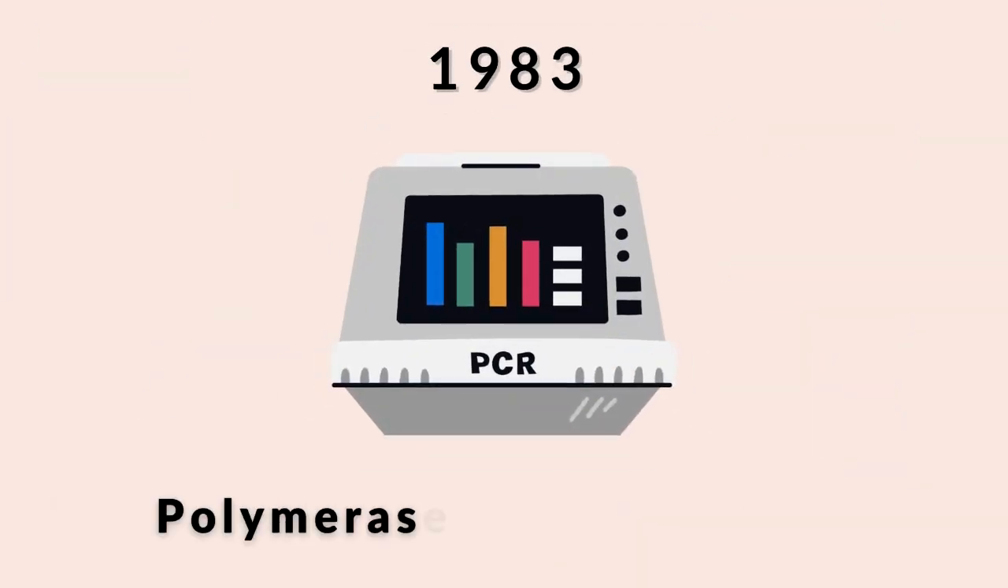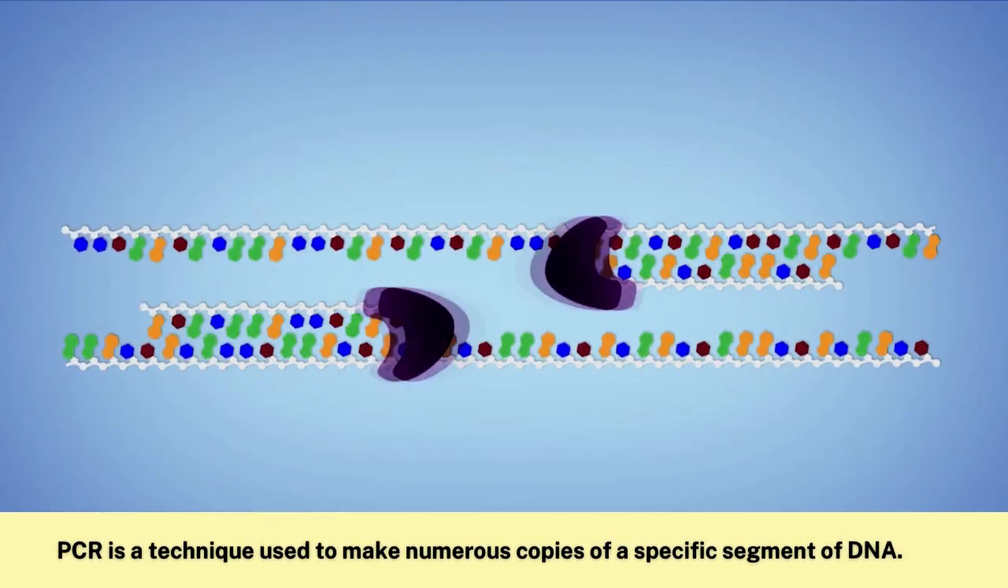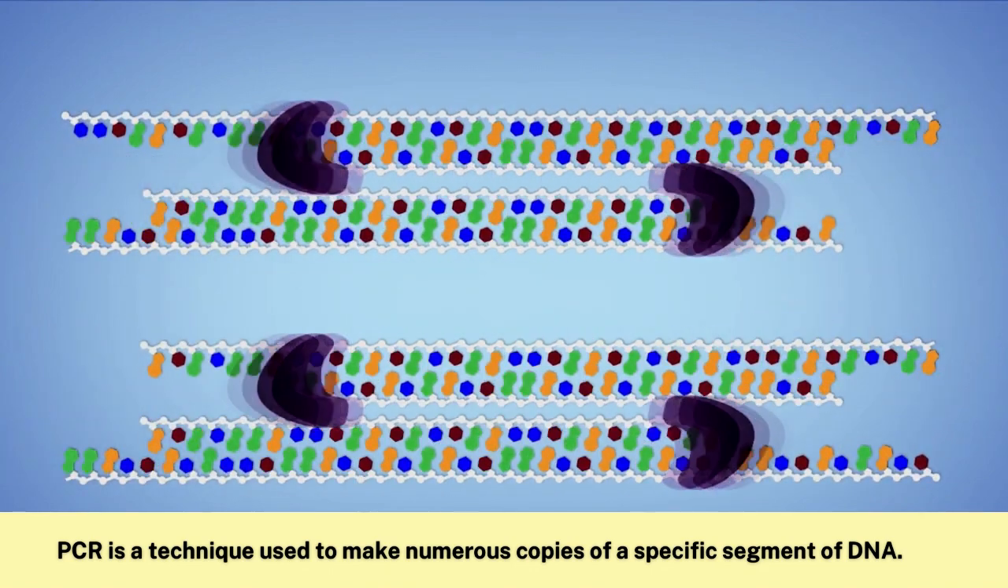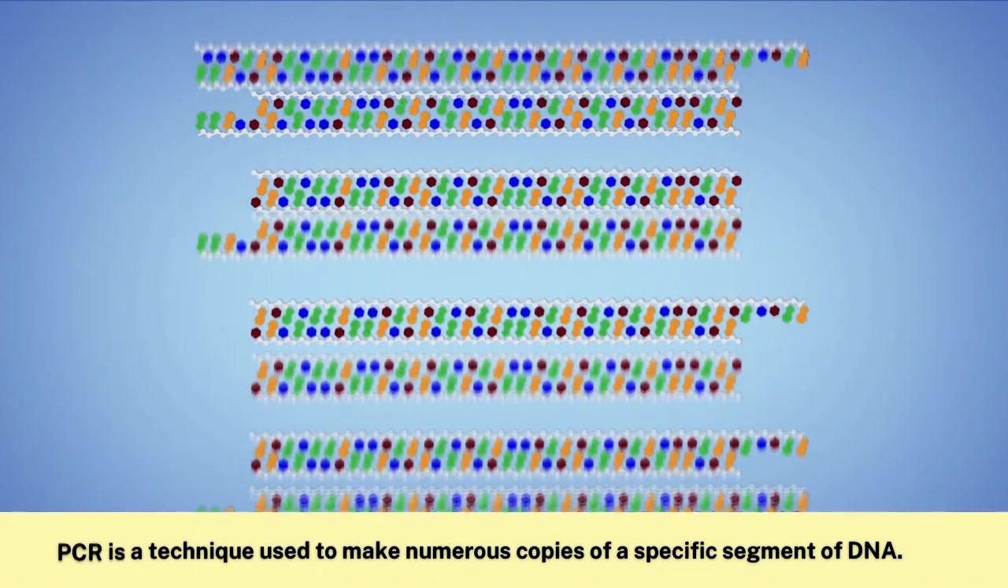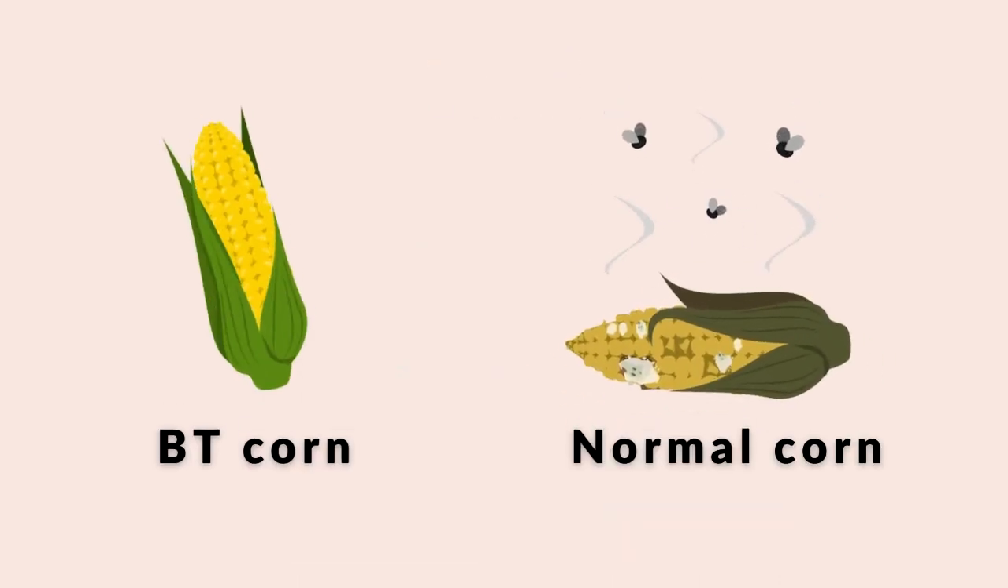In 1983, polymerase chain reaction or PCR was developed and is used to make copies of specific DNA segments. It made DNA far more accessible to scientists by reducing the time it takes to clone DNA. In 1986, the first recombinant vaccine for humans was approved. By the end of the 1980s, Bt corn, the first GMO crop, hit the fields.